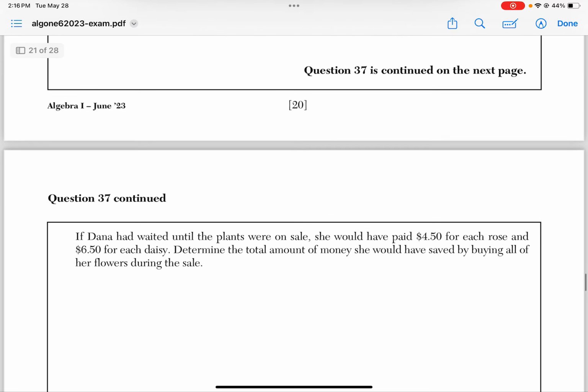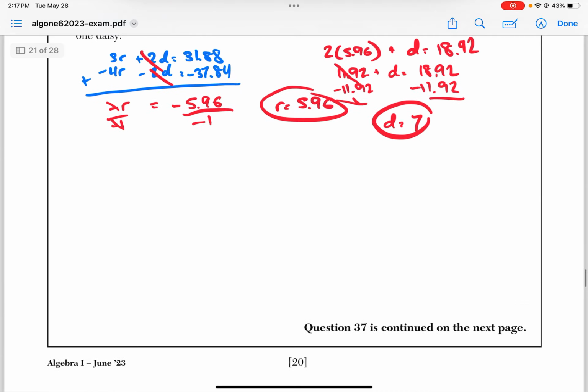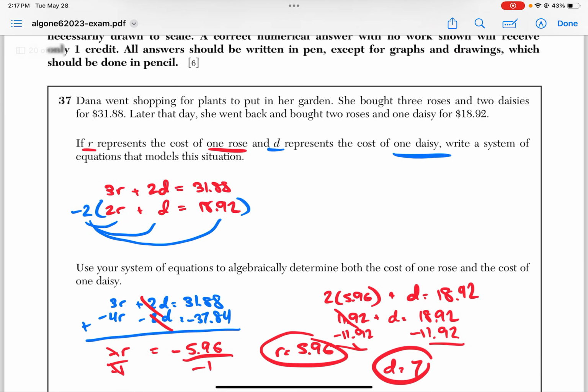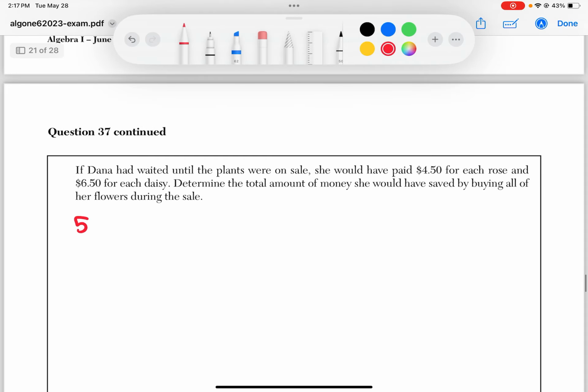If Dana had waited until the plants were on sale, she would have paid $4.50 for each rose and $6.50 for each daisy. How much money would she have saved by buying all of her flowers during the sale? Well, let's think about this logistically, okay? She bought 3 roses and then went back and bought 2 roses. So she bought 5 roses for $5.96 per rose. So she spent $29.80. If she had bought them during the sale, she would have bought 5 roses for $4.50 each. And she would have only spent $22.50.